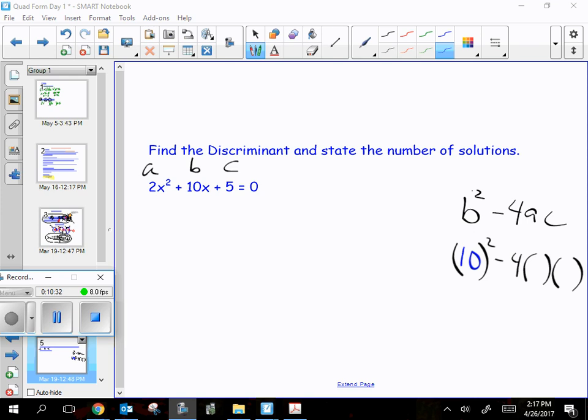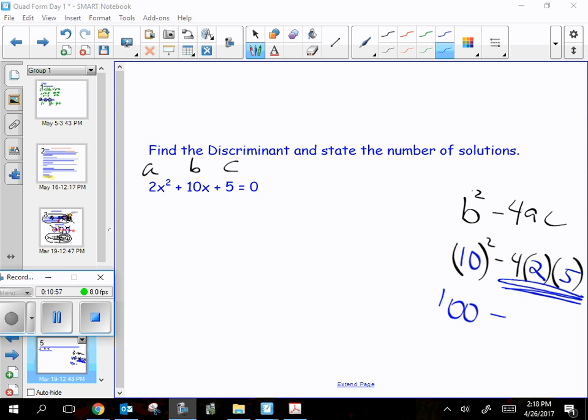4 times, like I said before, this part right here is where a lot of people mess up. So 4 times a, which is 2, times c, which is 5. Now, people get confused when there's more than one negative, especially. There's only one negative. People usually know I'm supposed to subtract that.